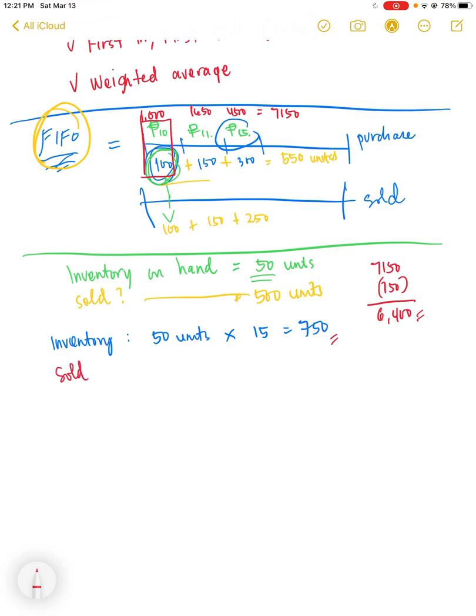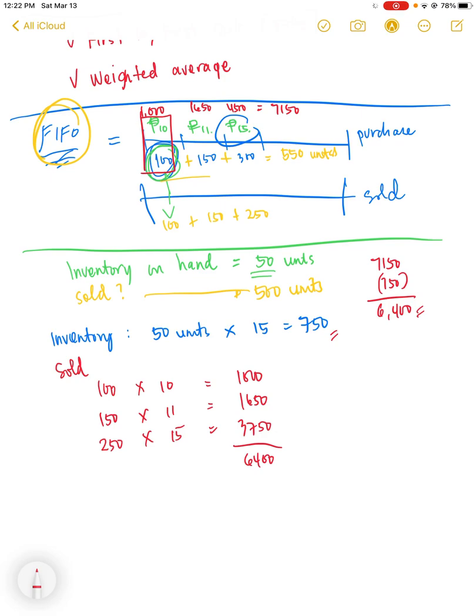Okay? Compute natin kung tama ba yung sold natin. So, yung sold natin dito, una, yung 100 na tig sa 10 piso, yung 150 na tig 11, at yung 250 na tig 15. Okay? So, this is 1,000. This is 1,650. And this is 3,750. Pag pinagsama-sama natin yan, this is actually the 6,400. Okay? So, for accounting purposes, ang ating inventory on hand is the 750 pesos, reflecting the most recent cost of purchase. Okay? So, current, yung pinakamalapit sa current situation ng costing natin.